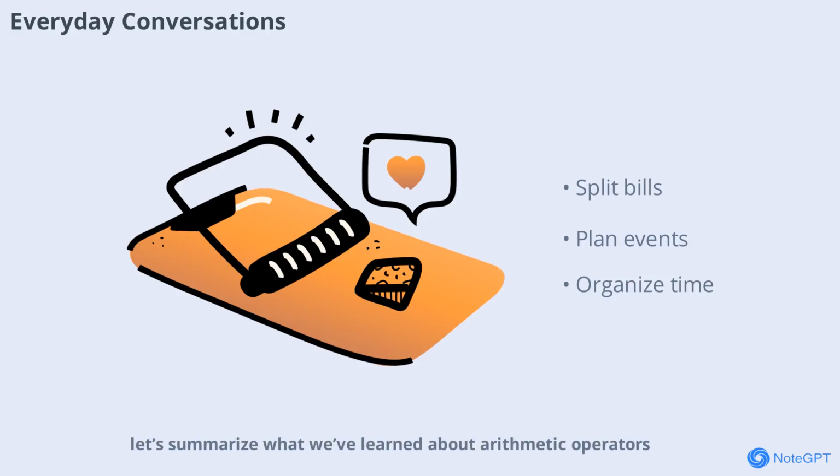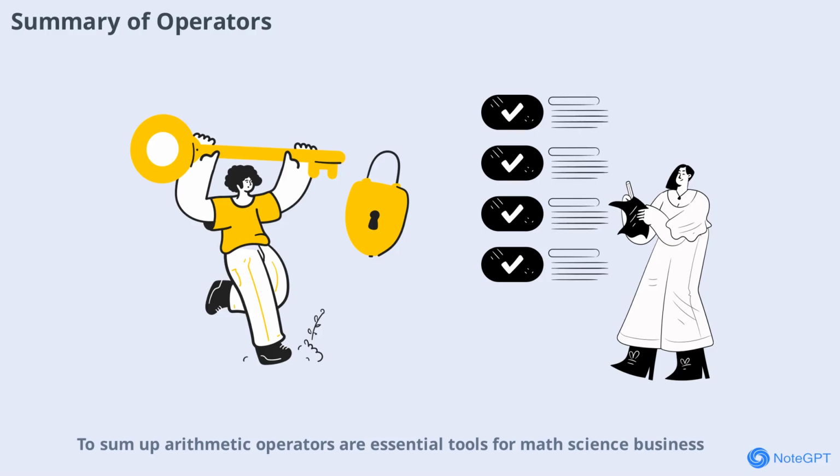Next, let's summarize what we've learned about arithmetic operators. In sum, arithmetic operators are essential tools for math, science, business, and daily life. They help us add, subtract, multiply, divide, and more. Understanding how to use these operators accurately makes problem solving easier and more effective. Whether you're a student, professional, or just curious, mastering arithmetic operators is a valuable skill.